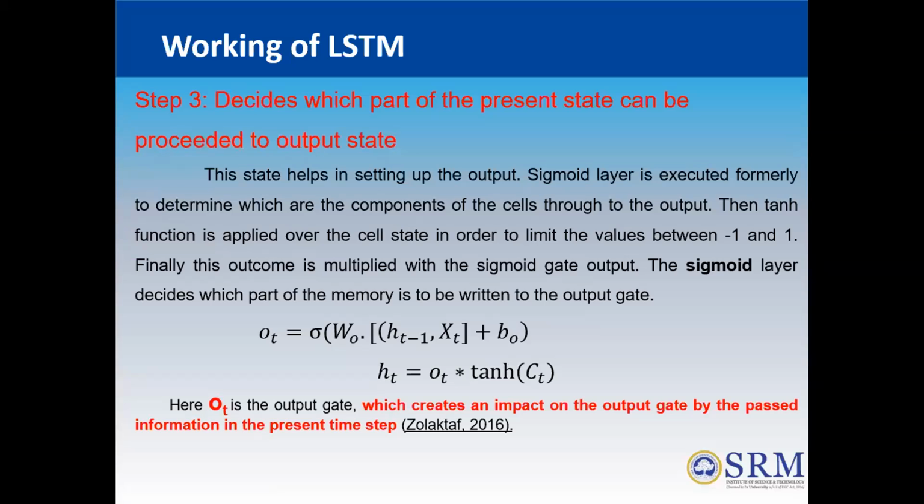Here the sigmoid layer is again applied to decide which parts of the memory are to be written. For writing into the memory, you apply the sigmoid layer only. But in order to limit the output of the hidden layer, h of t, between minus 1 and plus 1, you apply the tanh on the cell state. So this is how an LSTM works. It is very much used for NLP, image, time series forecasting and things like that.